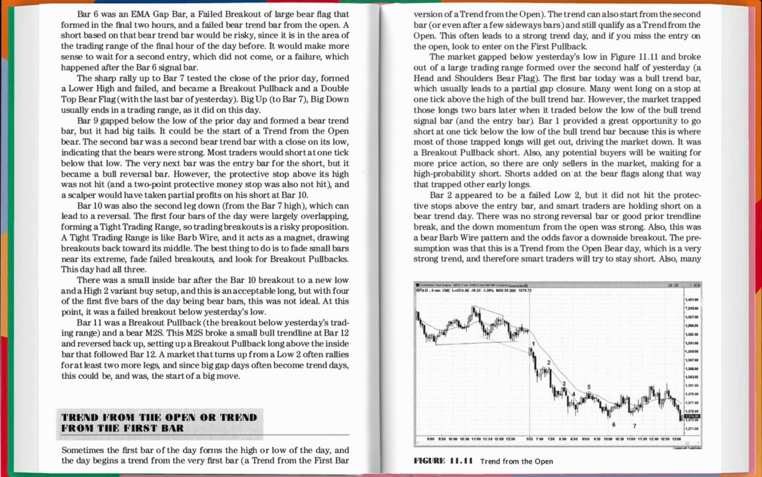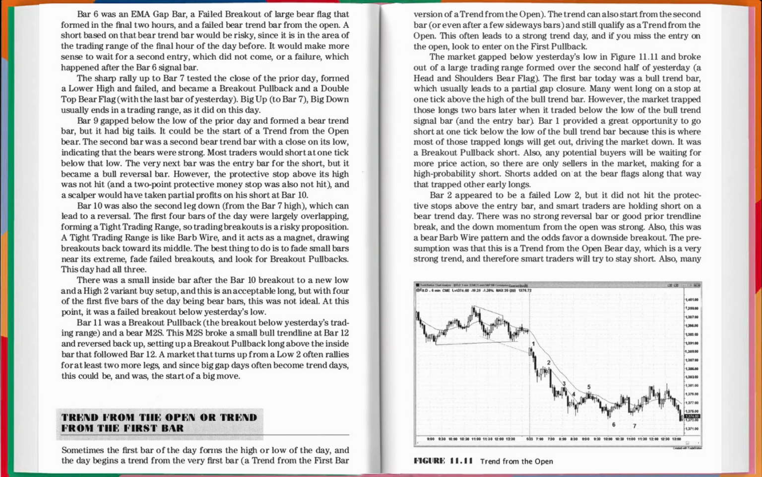This M2S broke a small bull trend line at bar 12 and reversed back up, setting up a breakout pullback long above the inside bar that followed bar 12. A market that turns up from a low 2 often rallies for at least 2 more legs, and since big gap days often become trend days, this could be, and was, the start of a big move.